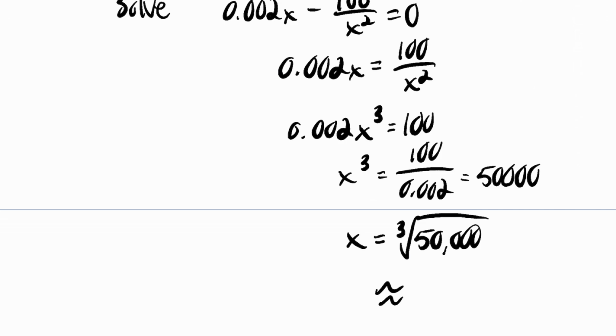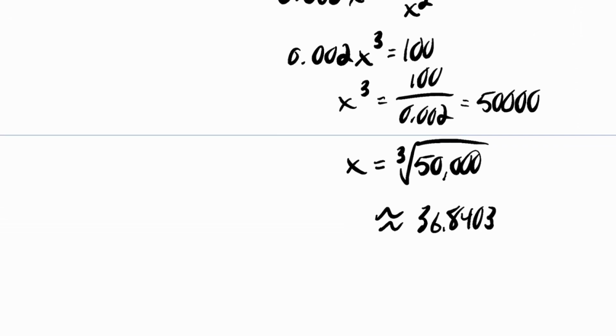And of course, we do want a decimal approximation for that. Let me get a calculator real quick. Just give me a moment. So the cube root of 50,000, I get 36.8403. So there is the only critical number that we get for that average cost function.